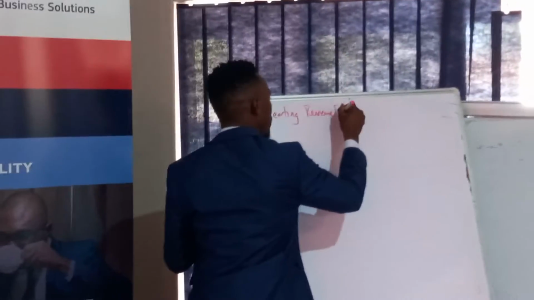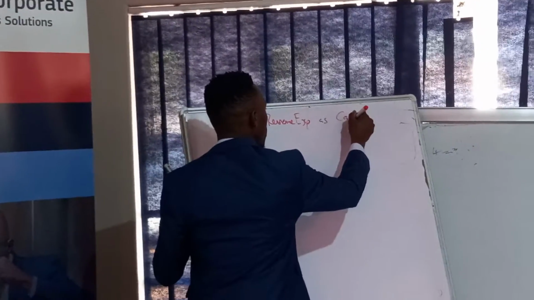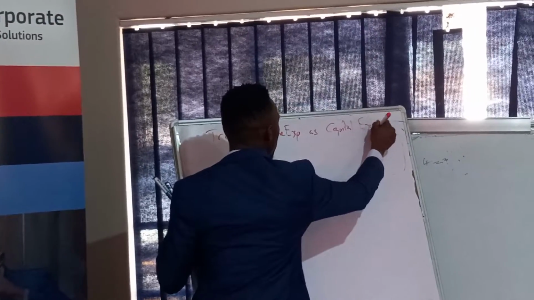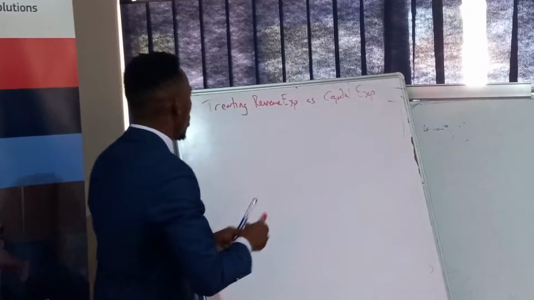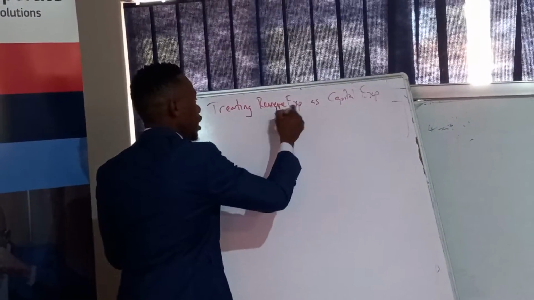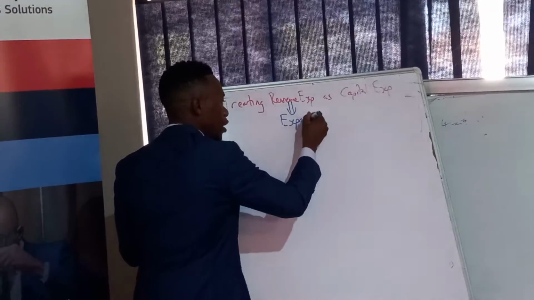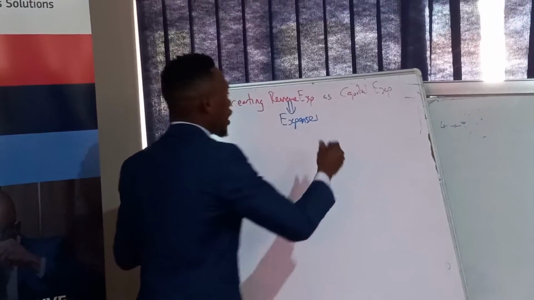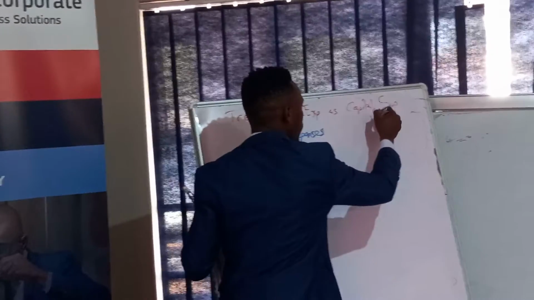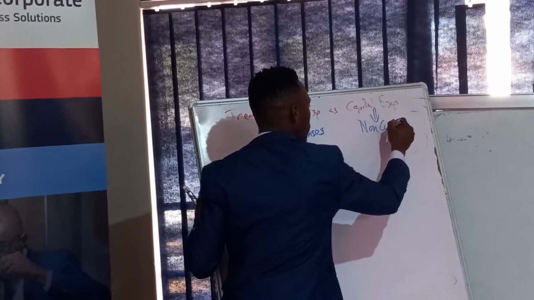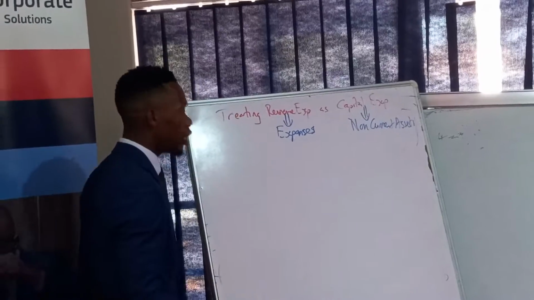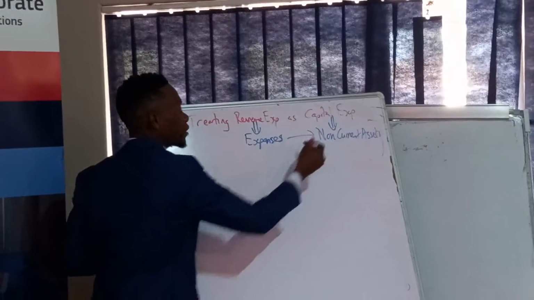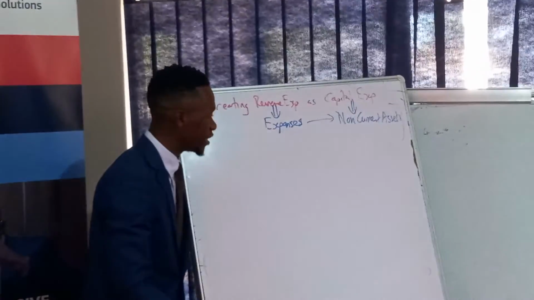Treating revenue expenditure as what? Capital expenditure. If you want to get this right, the first thing, be specific. What do we mean by revenue expenditure? We are talking about what? Expenses. So capital expenditure, this is what? Non-current assets. You follow, right? So we are saying expenses were treated as what?